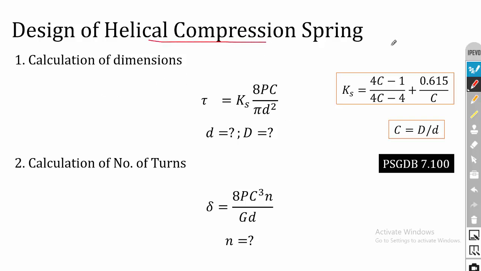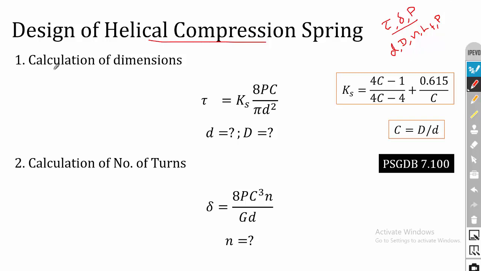In helical compression spring problems, the stress value will be given, the tau value, then the allowable deflection del, then the load acting P. So these three data will be given in the problem. And we have to calculate the wire diameter, coil diameter, then number of turns, then free length, finally pitch. Okay, so these are all the specifications for helical compression spring and we have to calculate all these dimensions.